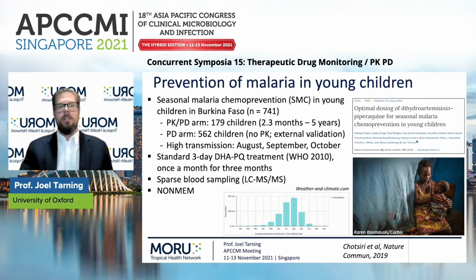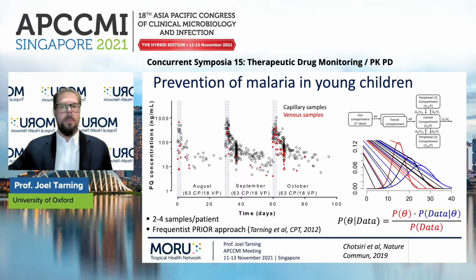Data was analyzed with sparse blood sampling and LCMS, and we used nonlinear mixed effects modeling again to evaluate these results. The data can be seen here. We have piperaquine concentrations on the y-axis versus time in days on the x-axis. And this was the month of August, 3-day treatment, and we observed concentration, September and October. And we had both capillary samples and venous samples. And as you can see, the data was relatively sparse.